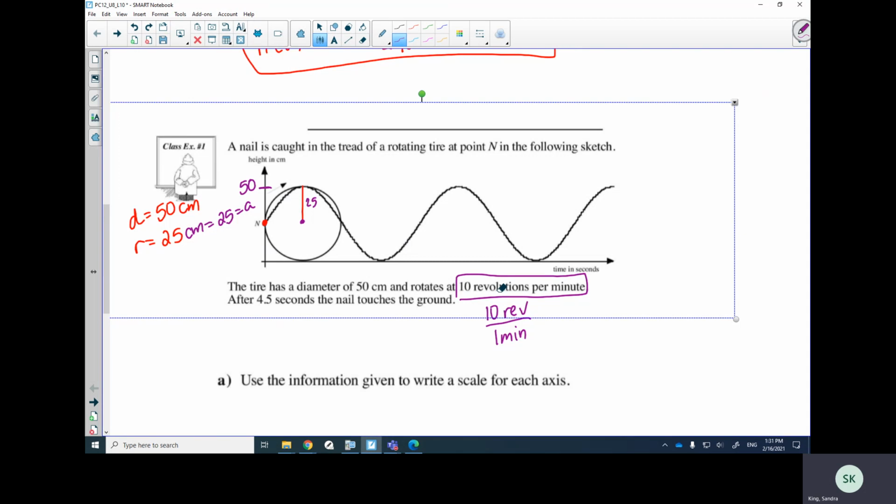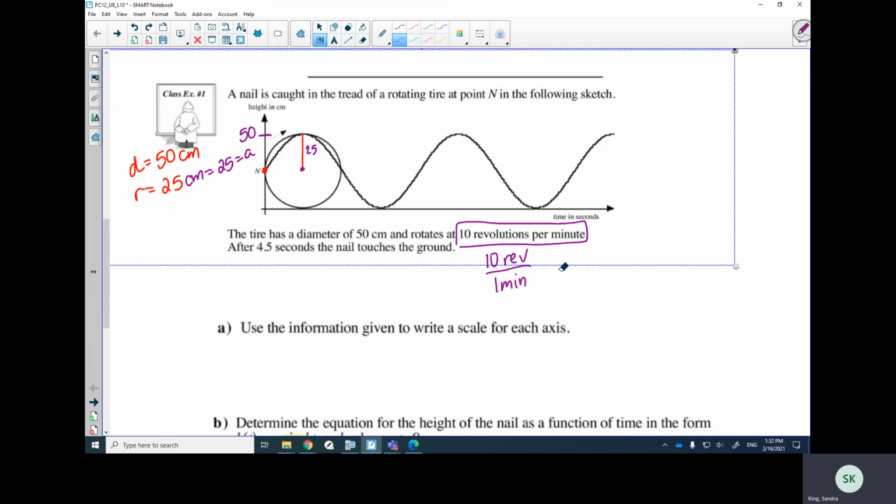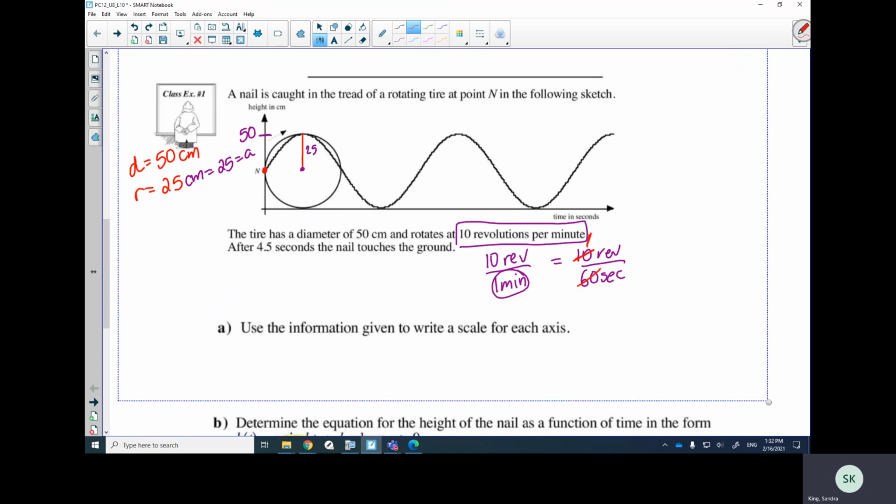Okay, to figure out what the period of this graph would be, I've got to convert it to seconds, right? Because they tell me that this is in seconds. So that would be 10 revolutions per 1 minute, which is the same as 60 seconds. And then 10 goes into 10 once. It's going to be one revolution, you guys, in how many seconds? 6 seconds. 1 revolution is equal to 6 seconds. 1 revolution is the period of this graph. So 6 seconds, that is the period.